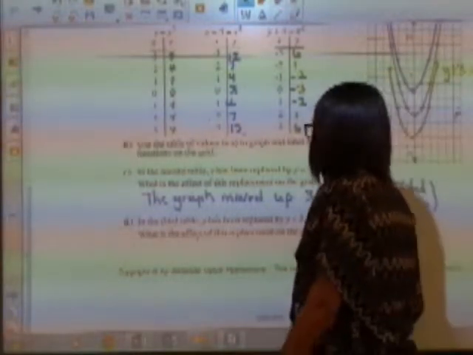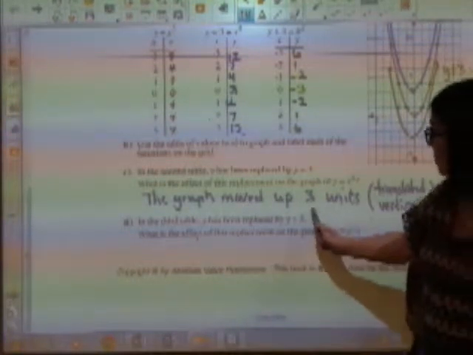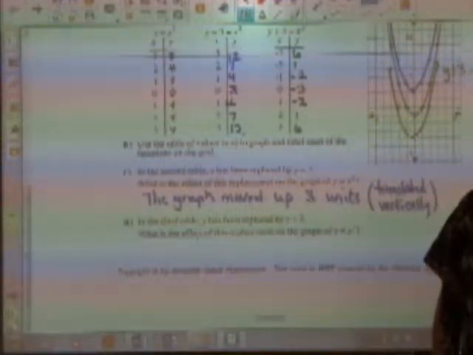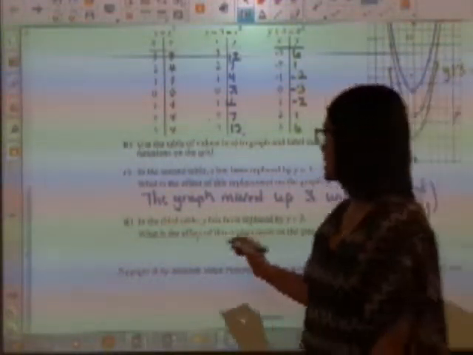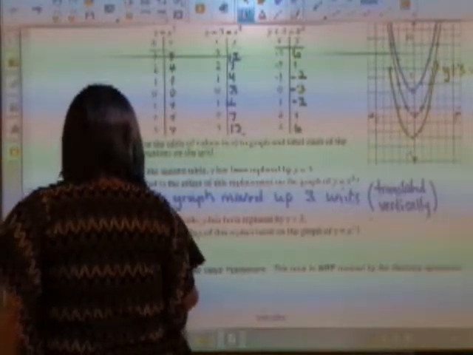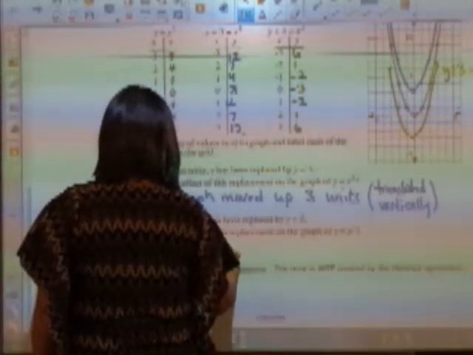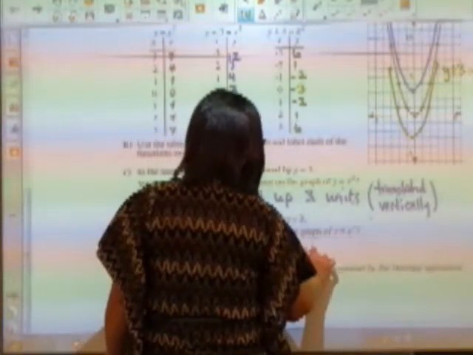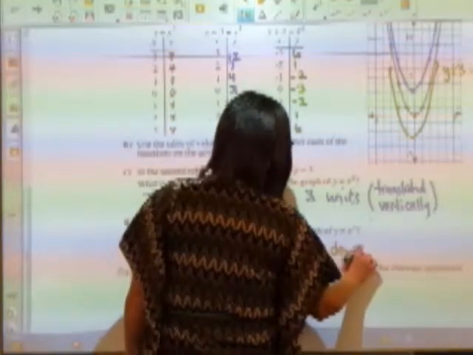What happened with the green graph? So in the green graph, I replaced y with a y plus 3. So what did the y plus 3 do to the graph? Translated it down 3 units. So translated vertically 3 units down.